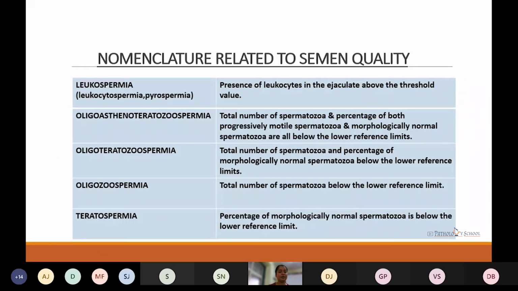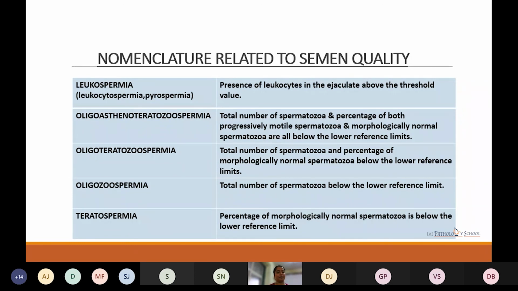Then we have leucospermia, which is also known as leukocytospermia or pyospermia, which indicates the presence of leukocytes in the semen. Oligoasthenoteratozoospermia. Let's split the word again. Oligo means the total number of sperms will be low. Astheno means the motility will be low. Terato means normal morphological forms will be low. All of them will be below the normal reference values.